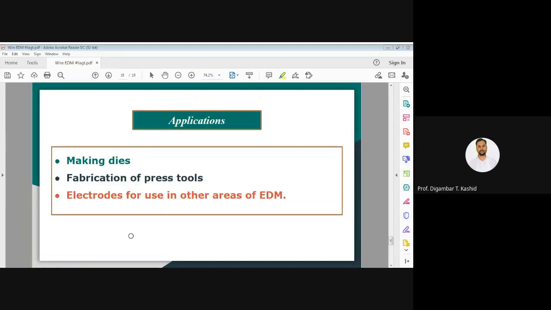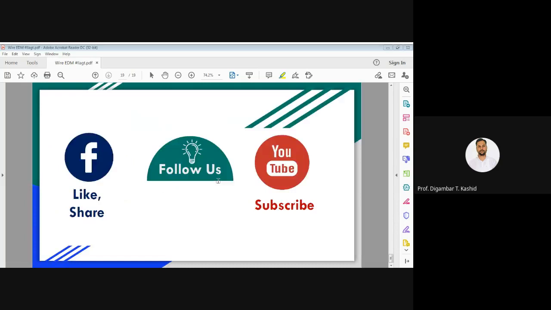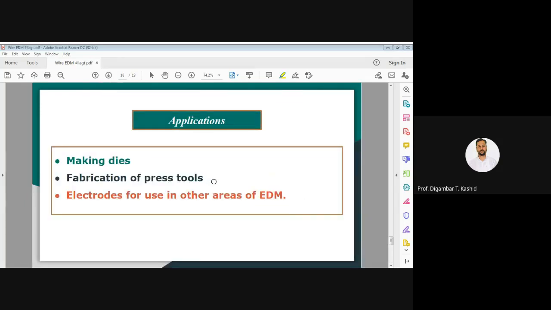Lastly, I have mentioned some applications. This process is used for making dies, fabrication of press tools, and then electrodes. It is also used for fabrication of electrodes, which are used for other EDM processes. With this, we have covered all the points related to the wire cut EDM process.